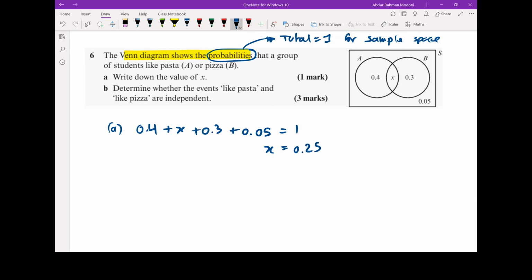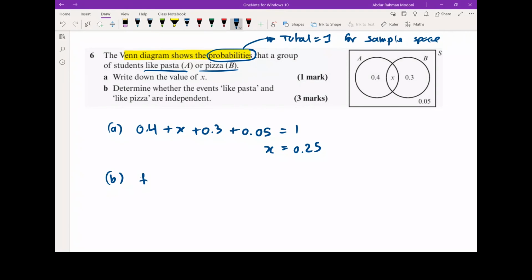Okay, so then it goes on to say determine whether the events liking pasta and liking pizza are independent. Now, liking pasta and liking pizza are represented by the events A and B. We want to check if they are independent. So here, remember, independence is not visually seen from a Venn diagram. You need to use the condition for independent events, and we will write that down first.